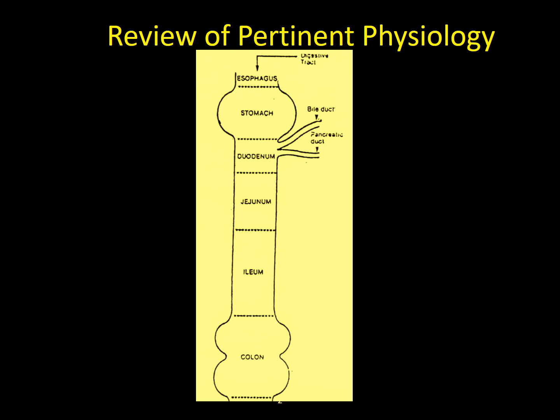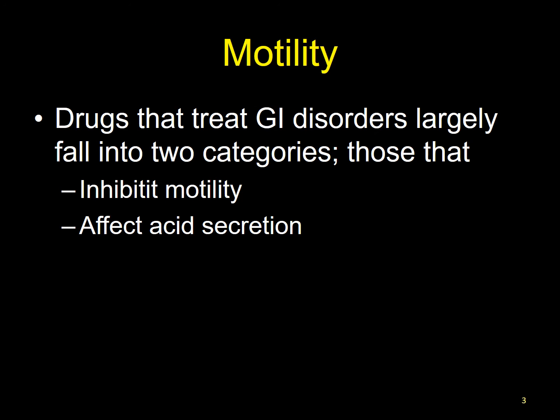So when we are trying to treat chronic diarrhea or chronic constipation, or even acute for that matter, I shouldn't just say chronic, when we're trying to give drugs for constipation or diarrhea, usually what we're doing is trying to impact motility in some way. So, there we go. Drugs that treat GI disorders largely fall into two categories: those that inhibit motility, and those that increase GI motility, although that's more specific. We don't have as much reason to do that. Well, we'll talk about it in a little bit.